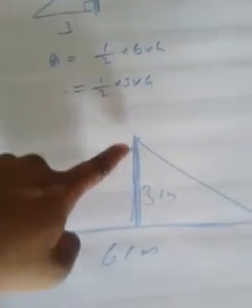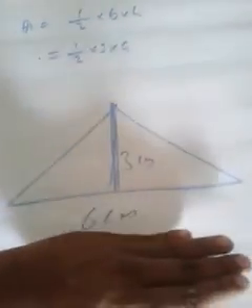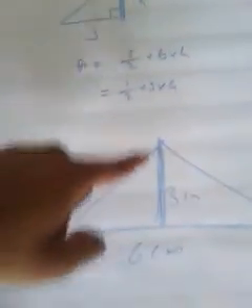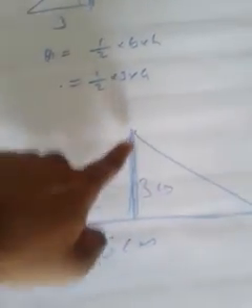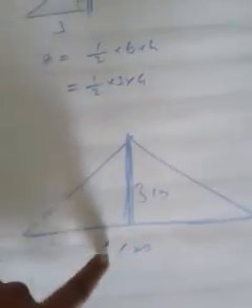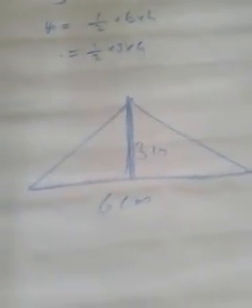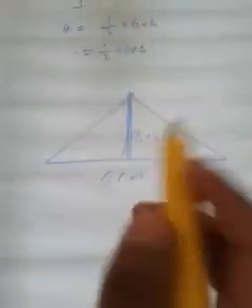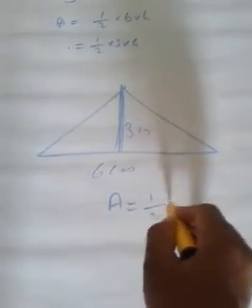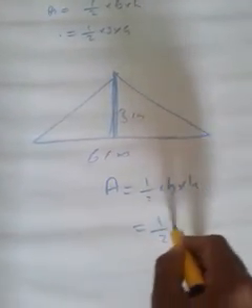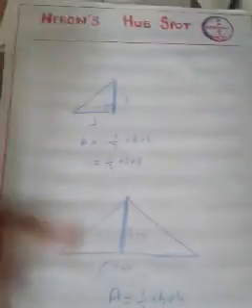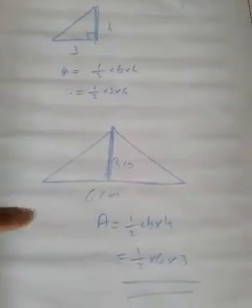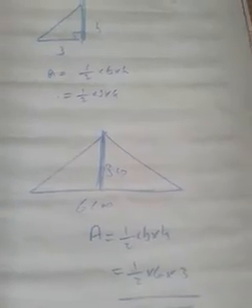Suppose you are considering the base as 6, then the height should be towards the base, and here the base is 6 and height is 3 because this height is towards that base. So you can consider base as 6 and height as 3. This is not a right triangle, but here also you can use the formula half into b into h, that means half into 6 into 3. Why? Because base and height are given. So these are the two cases when we can apply the formula half into b into h.